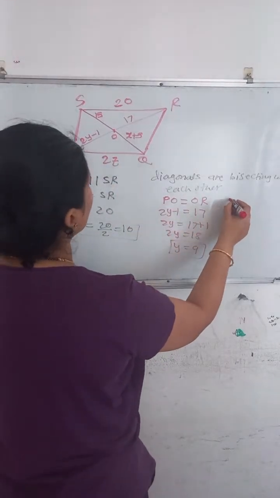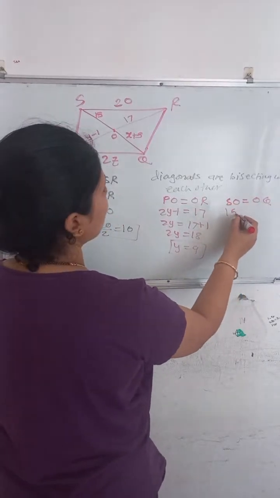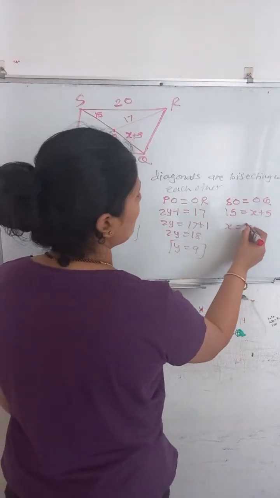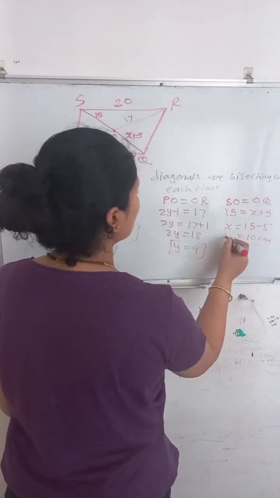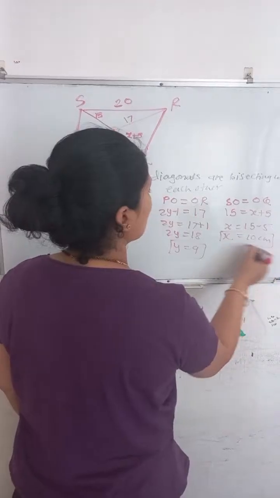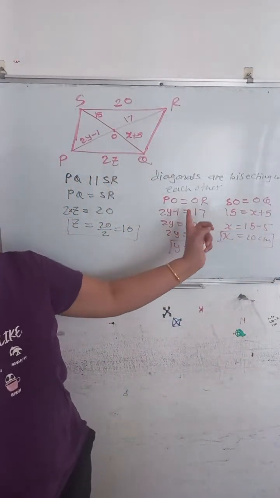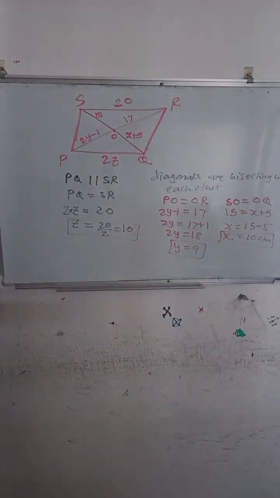Similarly, we can go for x. We can write SO is equal to OQ. So SO is 15 and this is x plus 5. So x is equal to 15 minus 5, that is 10 centimeters or 10 units. Because 5 is added on the right side, when you transpose it, it gets subtracted. So 15 minus 5 is 10 centimeters, or 10 units. Getting these questions?